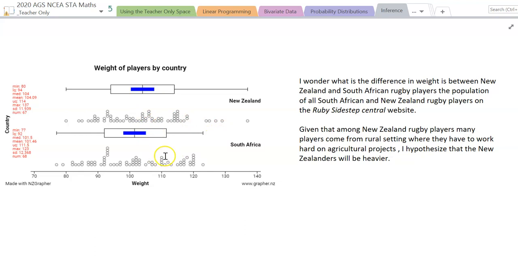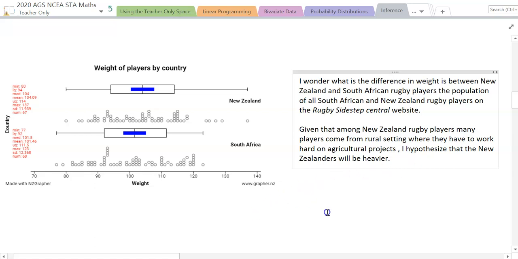How do we use the inference to back up our decision? So here's the question. I wonder what the difference in weight is between New Zealand and South African rugby players in the population of all South African and New Zealand rugby players on the Rugby Side Central website. Now, my hypothesis in this case was, given that among New Zealand rugby players, many players come from rural settings where they have to work hard on agricultural projects, I hypothesize that the New Zealanders will be heavier.